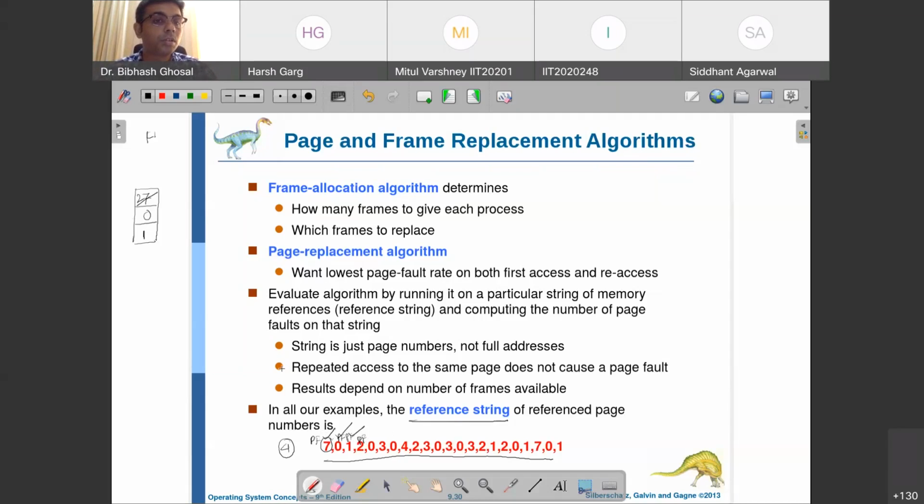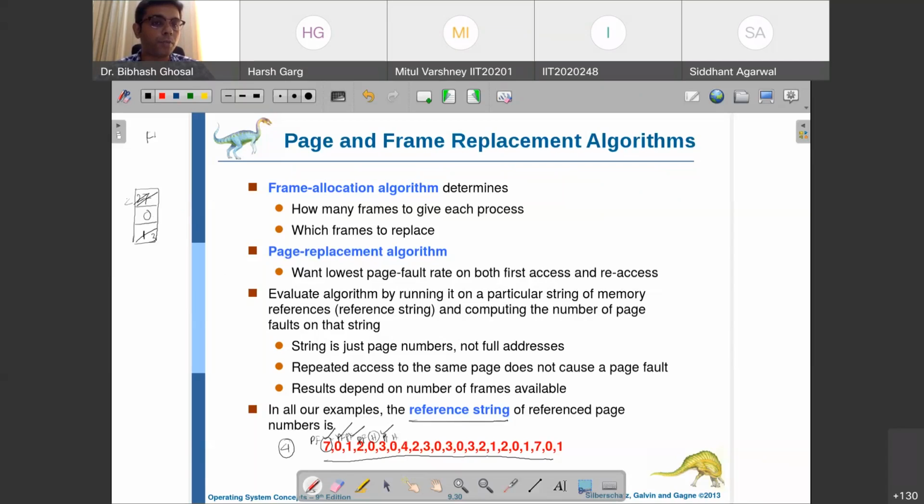0 is there, so I have a hit. 3 is not there. Which will I remove? Okay, I will remove this and replace it with 3. There was a page fault here, and I add this. 0 is already there. Hit. 4, no, 4 is not there.